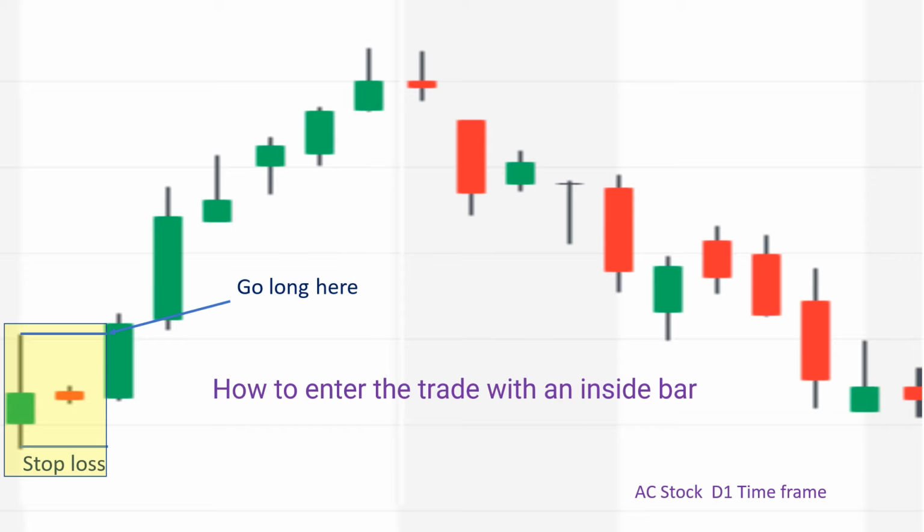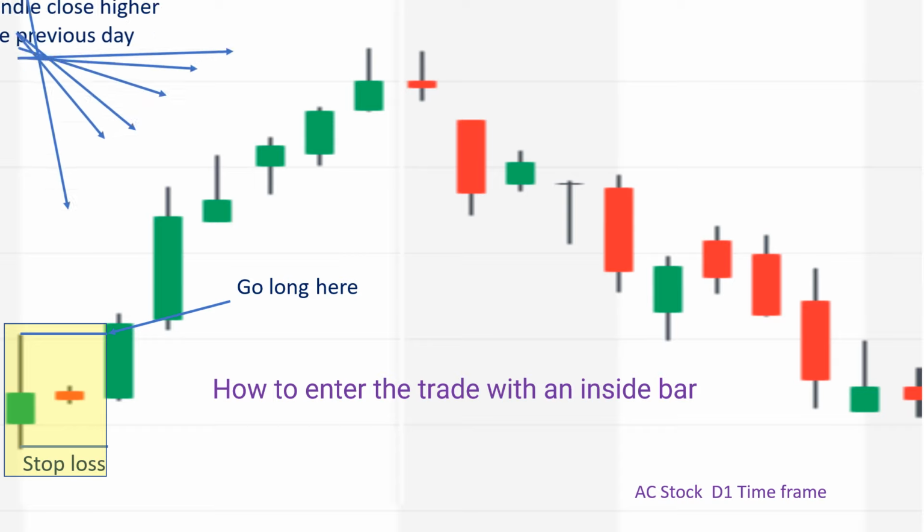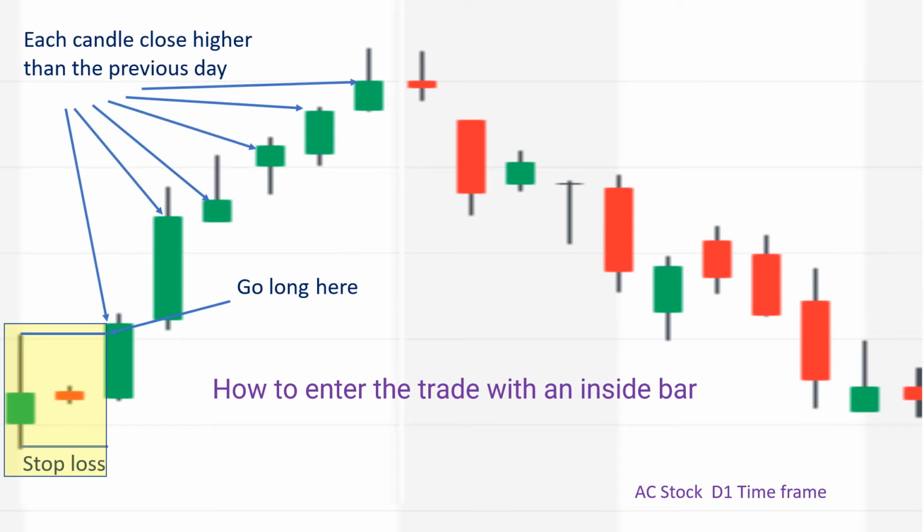After this, you see a sign of strength and momentum by looking at each candle close above the previous one. For example, this candle closes above the previous one. This candle closes above the previous one. And even the last candle closes above the previous one.